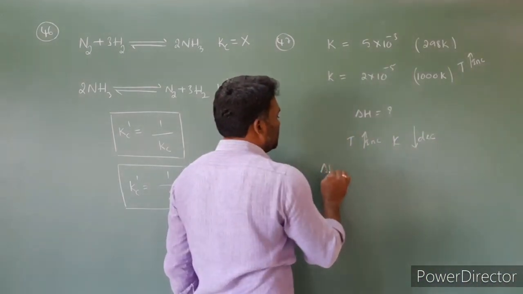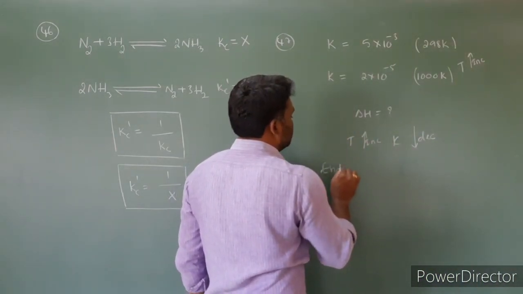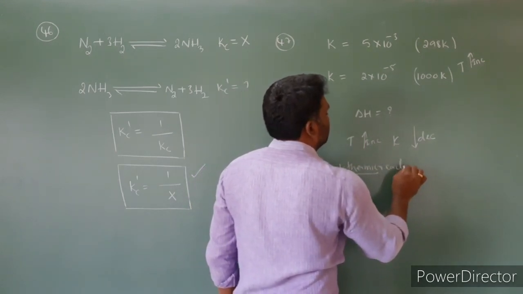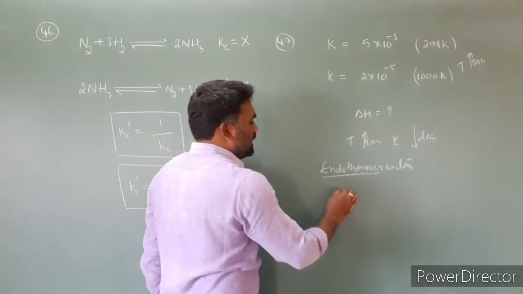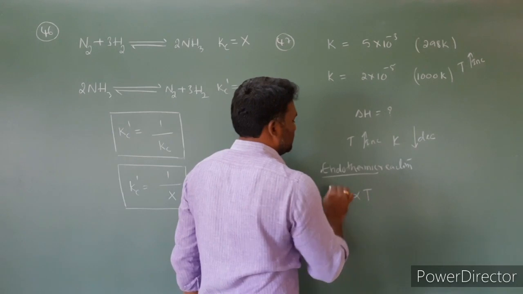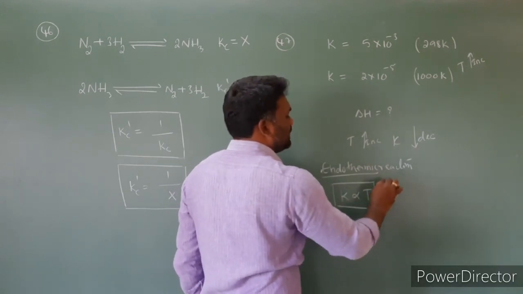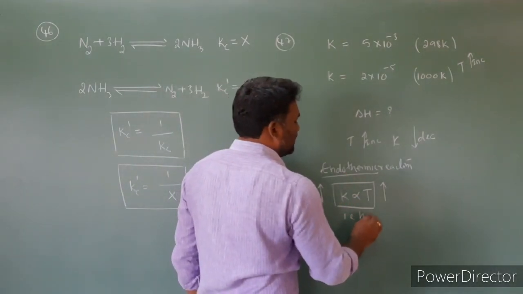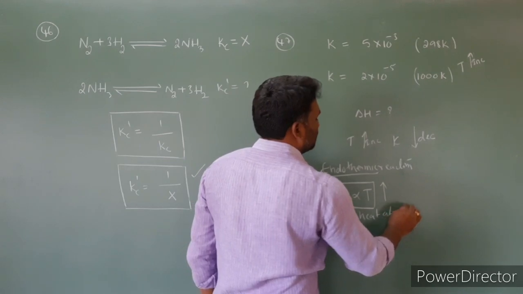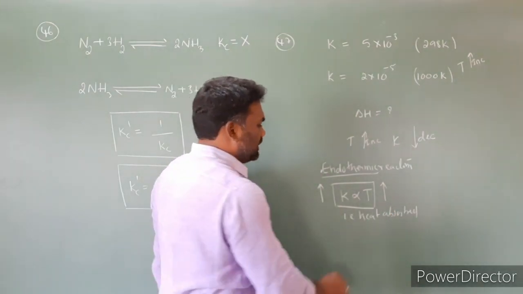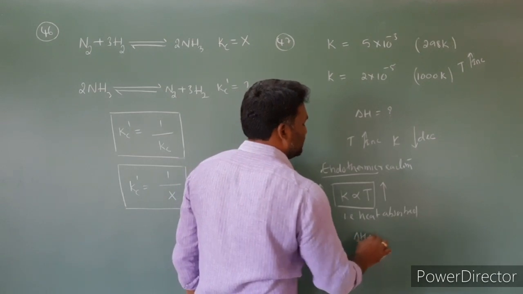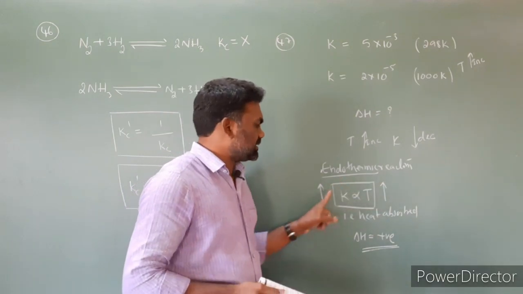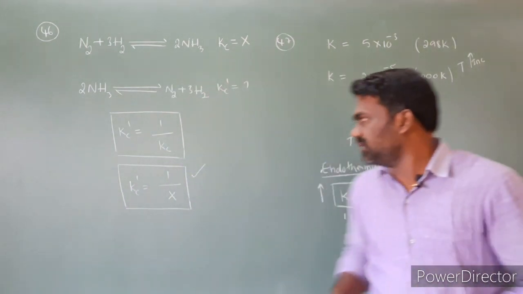So here we have two cases. One is endothermic reaction. In the case of endothermic reaction, K is directly proportional to temperature. Temperature increases, so K also increases. Endothermic reaction means heat is absorbed, so delta H is positive. That means temperature increases, K increases, delta H is positive.